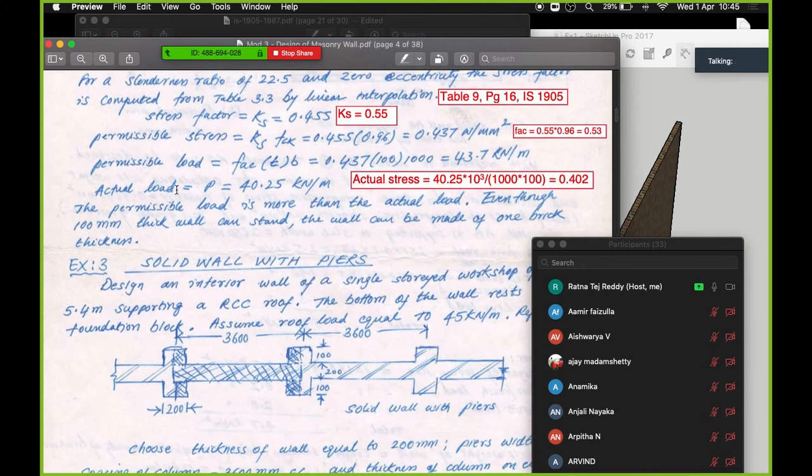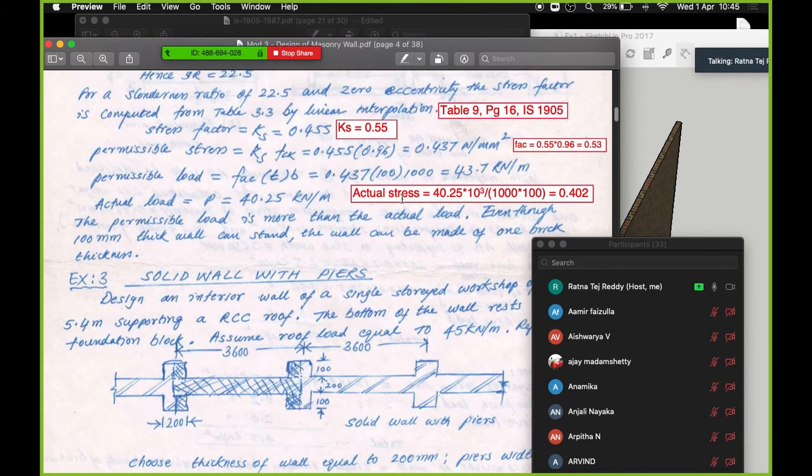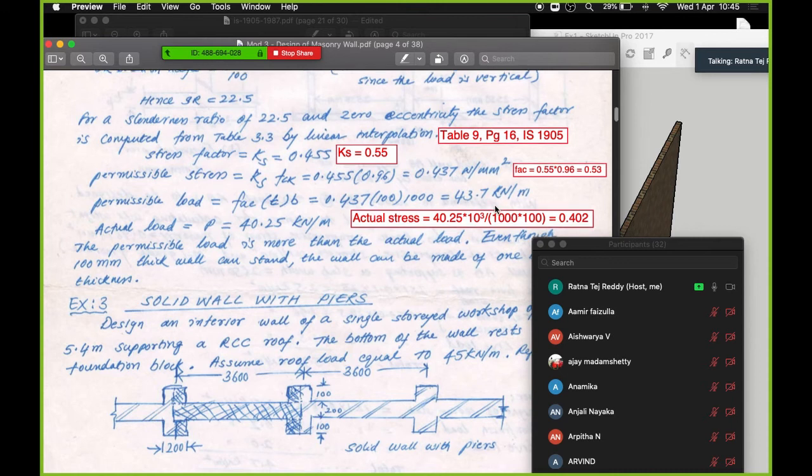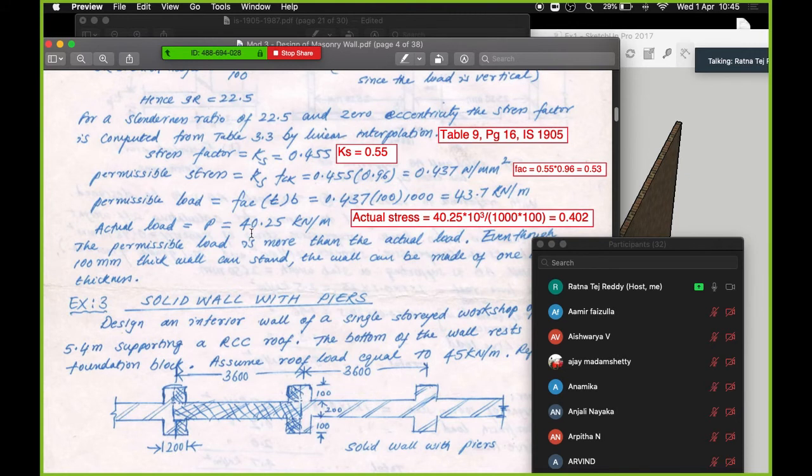Next, the permissible load. Now this is the permissible stress. For the permissible load, you are just going to multiply it with the thickness and the unit length. Once you do that, you get 43.7 kilonewton per meter as the permissible load, and the actual load which was calculated previously is 40.25 kilonewton per meter, and the allowable load is 43.7 kilonewton per meter.